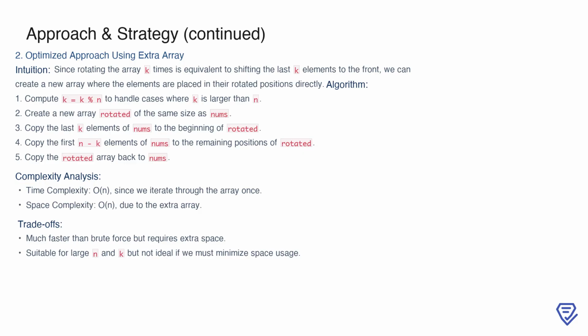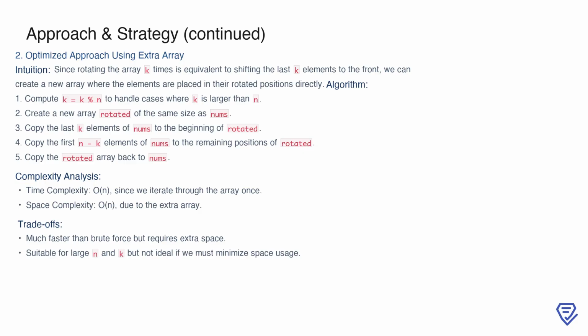Instead of performing rotations one by one, we can directly construct a rotated array. First, we compute k equals k % n to handle cases where k exceeds the array size. Then, we create a new array and copy the last k elements of the original array to its beginning, followed by the first n minus k elements to the remaining positions. Finally, we copy this new array back to the original one.